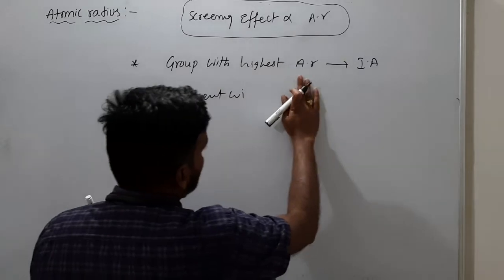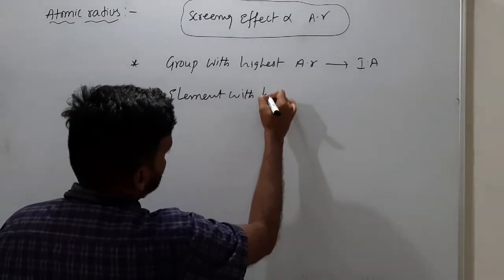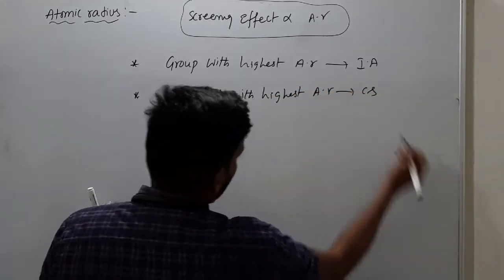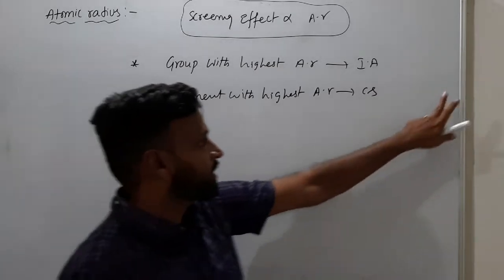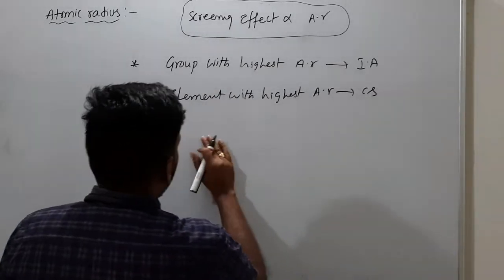The group with the highest atomic radius is 1A. The element with the highest atomic radius is cesium. Francium we won't consider because it is a radioactive element. Okay, so like that we have to remember.